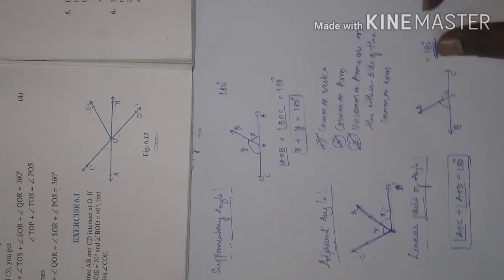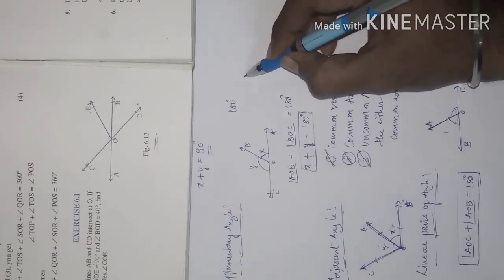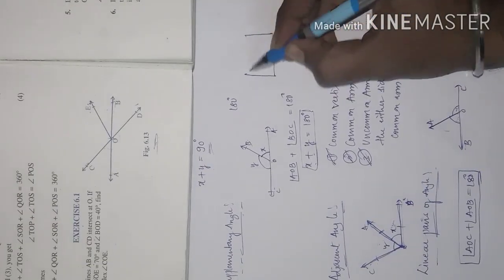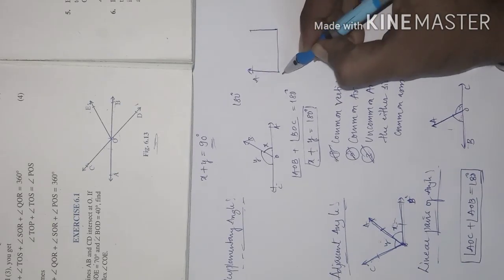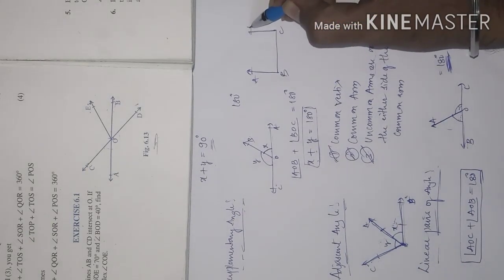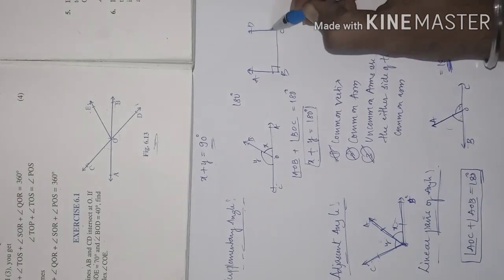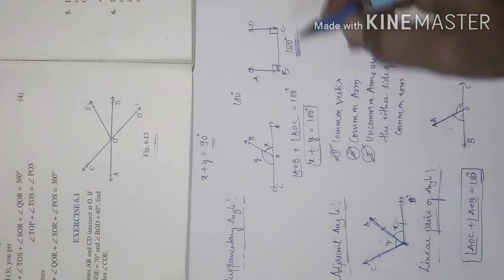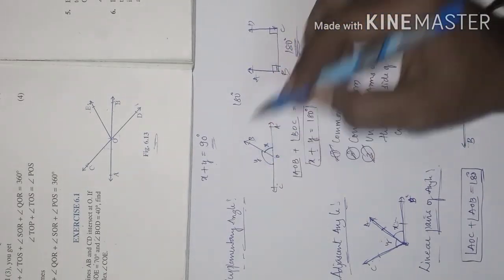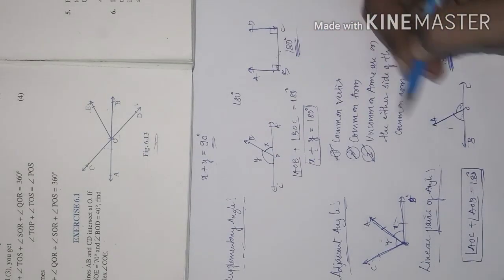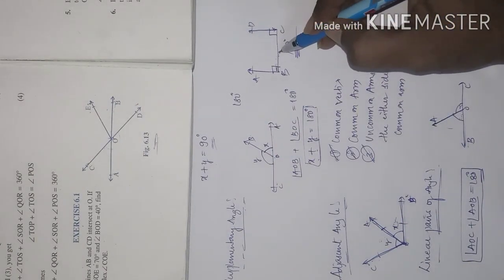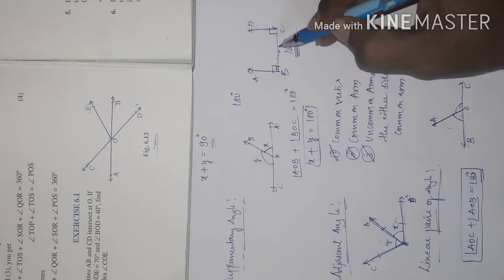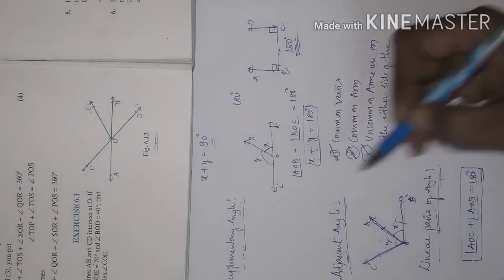One more example I will give for supplementary. See, A, B, C, and this is D. The sum of the two measures, if it makes 180 degrees, then it is called supplementary. But this is not a linear pair. It is not an adjacent angle, so don't get confused with supplementary and linear pair.